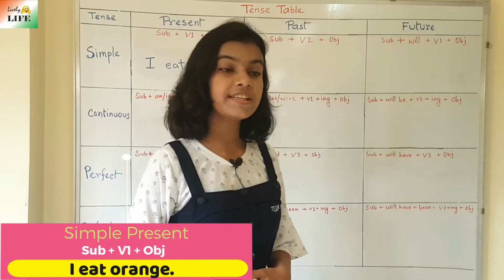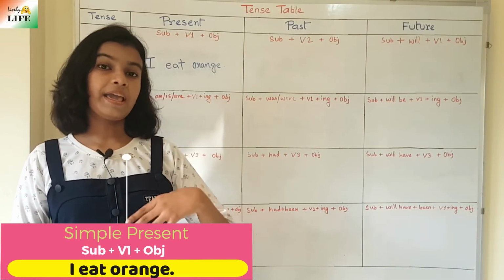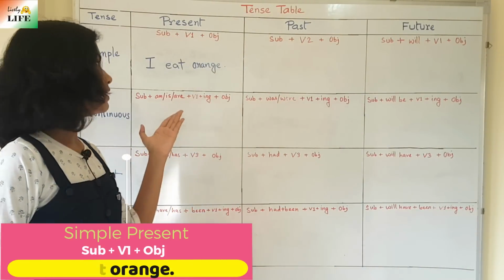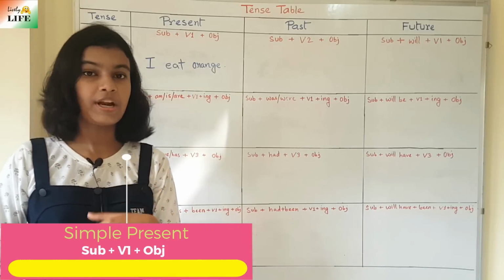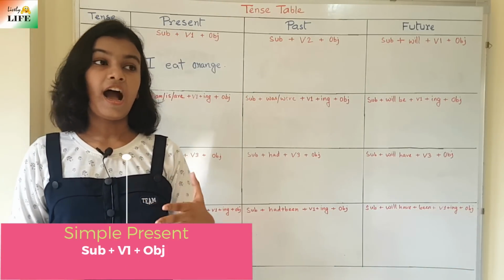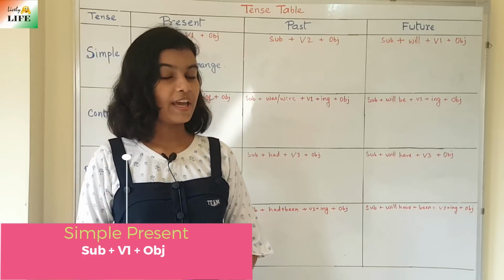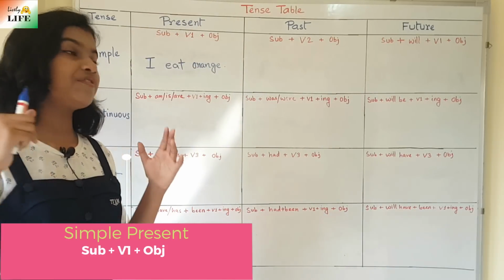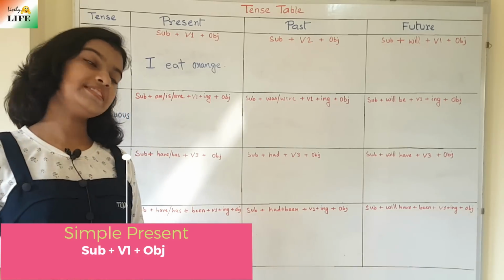So let's have another example like I play football. So play is the first form of verb, right? So I play football. Then I go to school. Okay, so these are some examples of sentences in simple present tense.